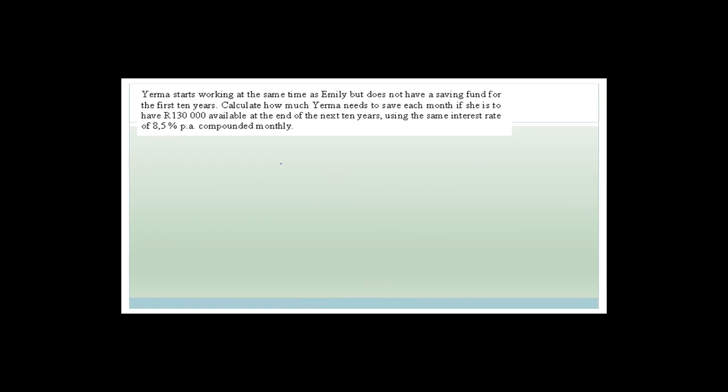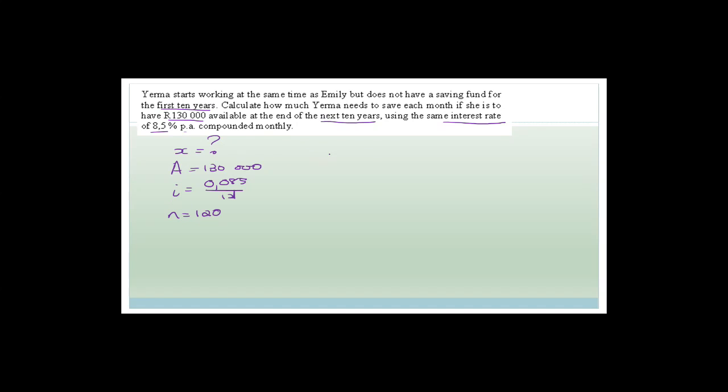Okay, so Yerma started working at the same time as Emily, but she does a different thing. She does not have a savings fund for the first 10 years. It says calculate how much Yerma needs to save each month if she is to have 130,000 available at the end of the next 10 years using the same interest rate of 8.5% per annum compounded monthly. So this time we want X. We know what the amount should be: 130,000. The interest rate is still 0.085 over 12, and the number of payments is still 120. And we want to know how much she has to save per month.